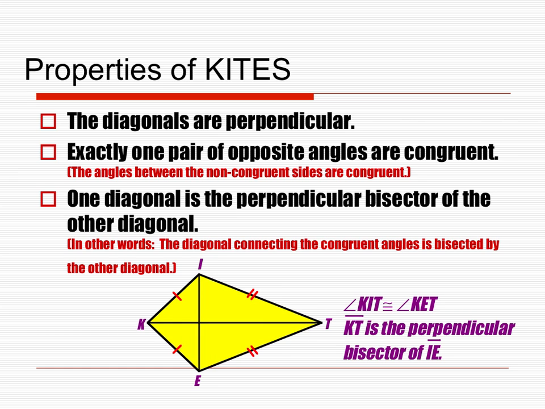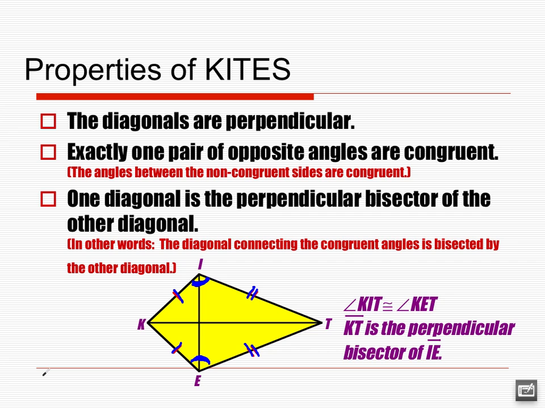So here's the figure. I'm going to mark some stuff on it. 1 pair of opposite angles are congruent. So in this case, it's angle I is congruent to angle E. It's always the angle between the sides that are not congruent. So KE is not congruent to ET, therefore we pick that angle. KI is not congruent to IT, so we pick angle I, which is in between. So angles I and E are congruent.